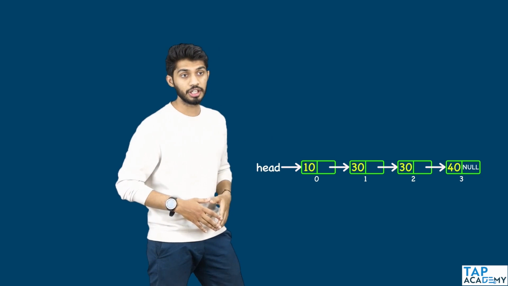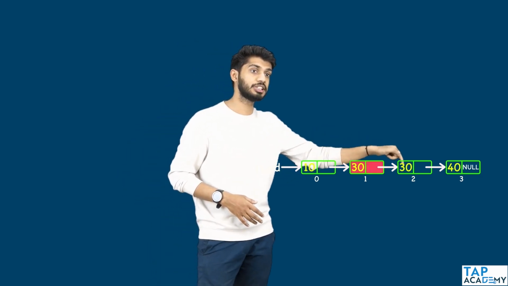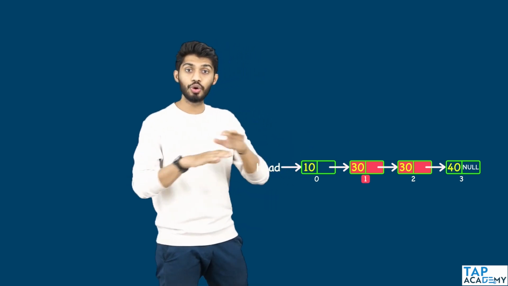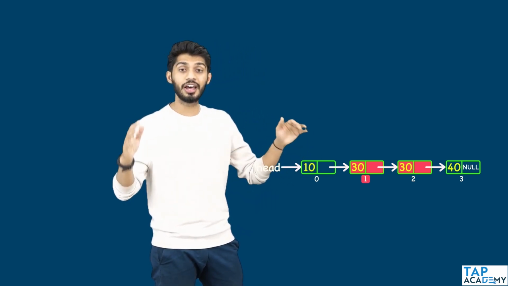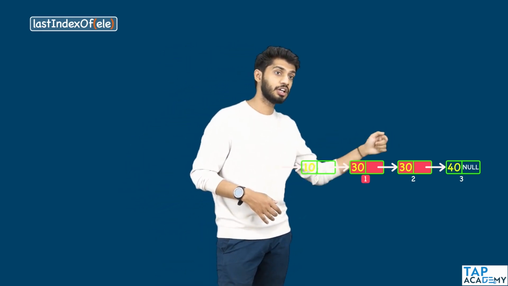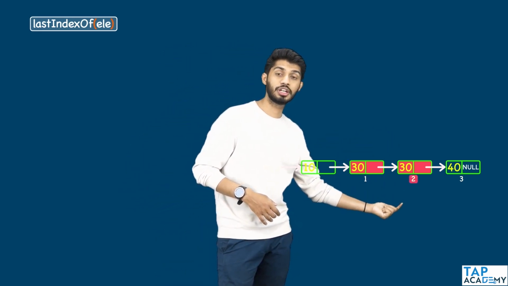So if I had a linked list over here, and if I had asked for 30, 30 is present over here as well as over here. So what it used to return is index 1. Why? Because 30 occurred the first time at index 1. Now I don't want the first occurrence index, rather I want the last occurrence index. So where is 30 occurring last? It is occurring at index 2, so it should return me 2.